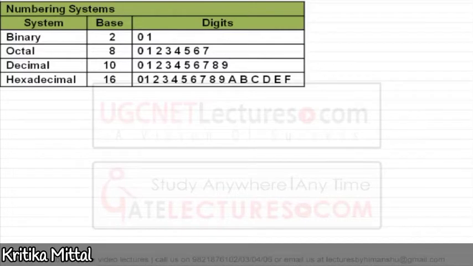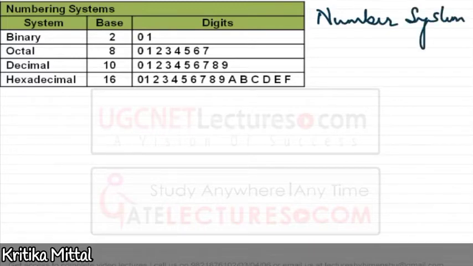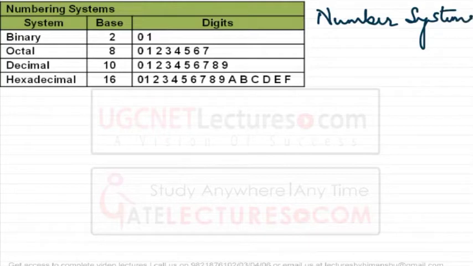Hello people, today we are going to learn about number systems. Why is it necessary to learn number systems? Why are we studying it? Because we all know all the computer systems, all the electronic systems work on binary system. Binary system has base 2.